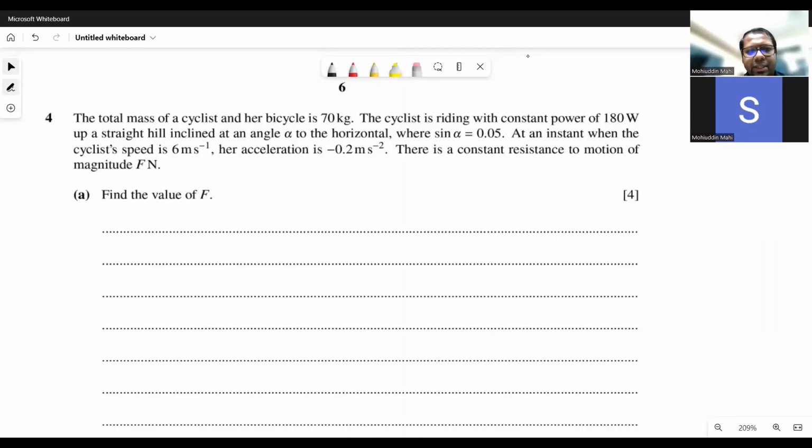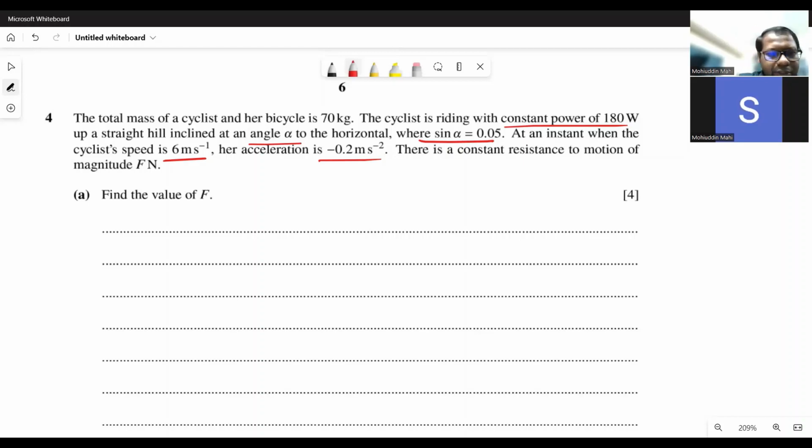The total mass of a cyclist and her bicycle is 70 kg. The cyclist is riding with a constant power of 180 watts up a straight hill inclined at an angle alpha to the horizontal. So that's really important information. Sine alpha equals 0.05. At an instant when the cyclist's speed is 6 meters per second, her acceleration is minus 0.2 meters per second squared. There is a constant resistance to motion of magnitude F Newton. So we have to find the value of F.